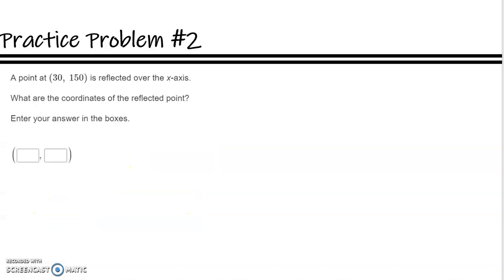Practice problem number 2: a point at 30, 150 is reflected over the x-axis. This is an example of one where you definitely want to know the rules because you don't want to have to spend time graphing this. What are the coordinates of its reflected point? It's going over the x-axis. Therefore, the x remains the same. This will stay as positive 30. The y value goes to the opposite, negative 150.